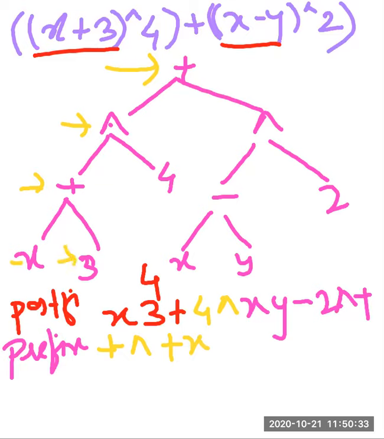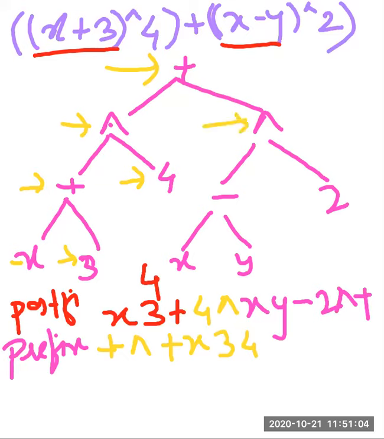So go to 3. Mark 3 to be visited. Whether 3 has any subtrees? No. Go back to plus. Are there any more subtrees of plus? No. So go back to exponent. From exponent, go to the next subtree. So mark 4 to be visited. Are there any subtrees of this 4? No. So go back to plus. Go to the remaining subtree of the plus, that is our root of the tree.